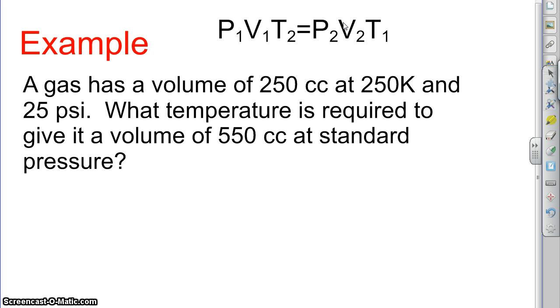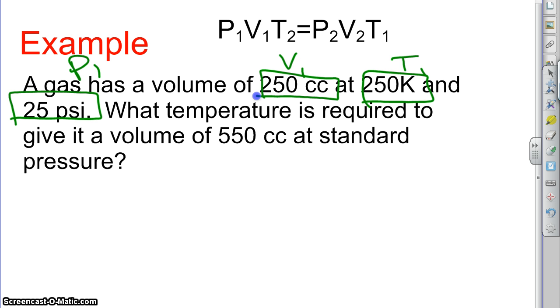So, we have 250 cc's as our volume. cc stands for cubic centimeter, same thing as a milliliter, so we've got to recognize the cc as a volume, that's our volume at the beginning. 250 K, that's Kelvin, that is our temperature at the beginning. 25 psi, psi is a pressure, that's our pressure at the beginning.